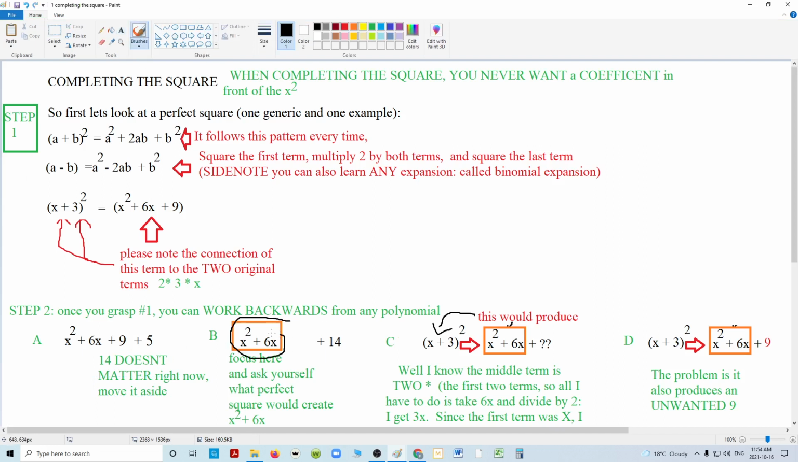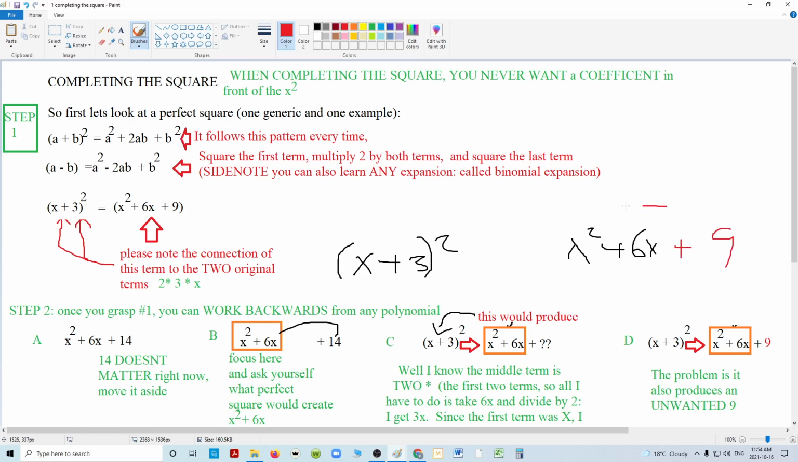You want to focus on this part. So right back here, we're stuck with plus 14. Okay? So you want to focus on this part and just move the plus 14 to the side. You know that this can be achieved, and ask yourself, what perfect square would create just this portion? And you know right away it's x plus 3 squared. We just did it, right? But it creates what we want right there. But it also creates something that we don't want, this plus 9. So we want this part, but we want to get rid of that 9.